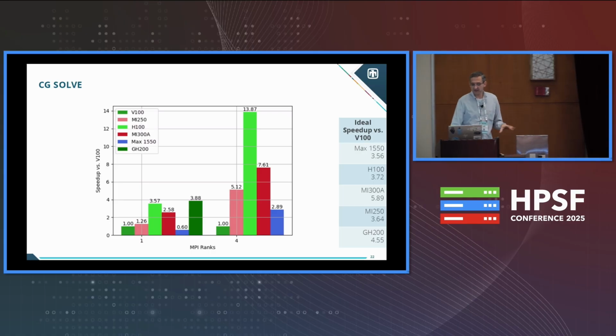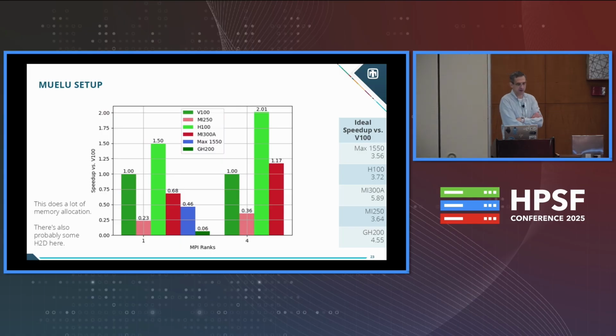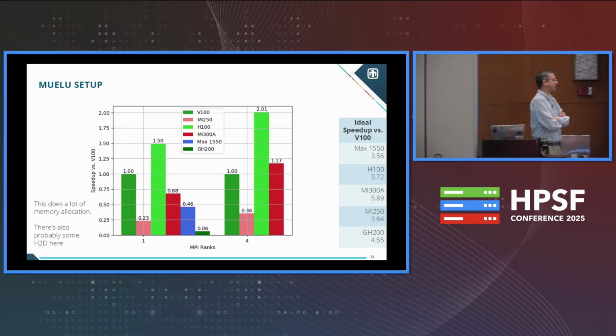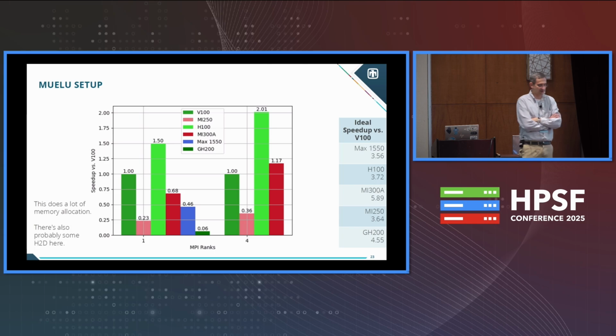So we'll skip that for a moment, and we'll go to the MPI setup. Remember, this is sparse matrix-matrix multiplication. There is going to be a lot of memory allocation and maybe some host-to-device transfer. We're going to look at the same thing. Here, I don't have Aurora results on 4 ranks because the code crashes, because the sparse matrix-matrix is problematic. What are we seeing here on the 1 rank, at least, where we have everybody in there?